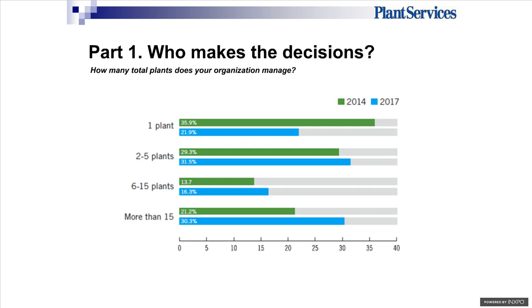One more contextual question. How many total plants does your organization manage? And again, in the past 3 years, you see 2 to 5 and 6 to 15 staying about the same, but you do see a lot of single plants, either closing or being consolidated and being bought out, which to me might explain at least some of the reason for the decline of the plant managers. Either plants are consolidating and plant managers are moving to different jobs, retiring, or otherwise departing from the plant.